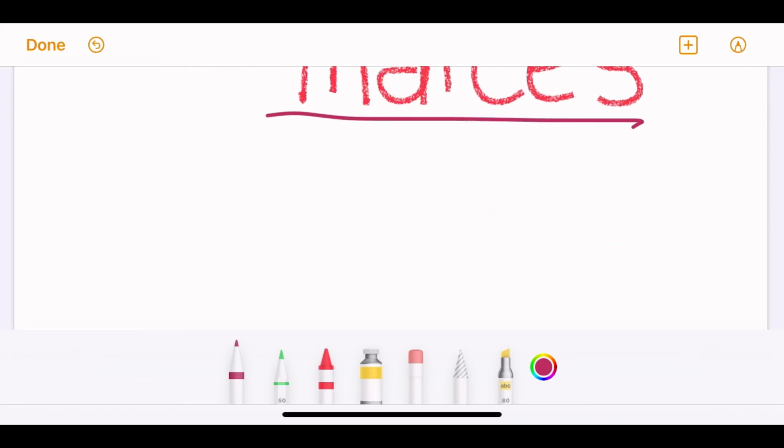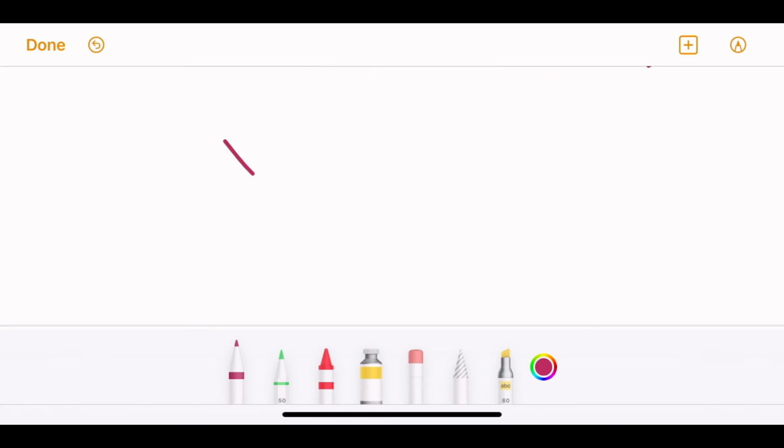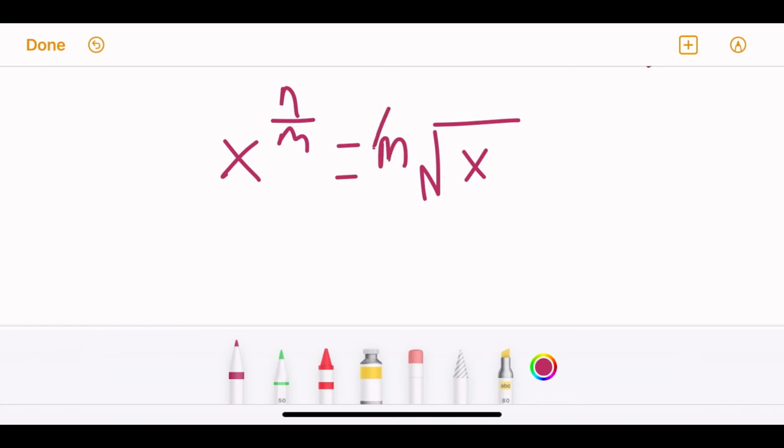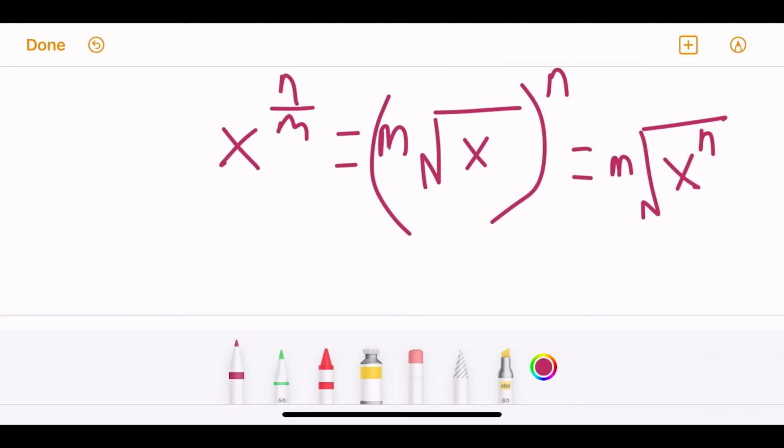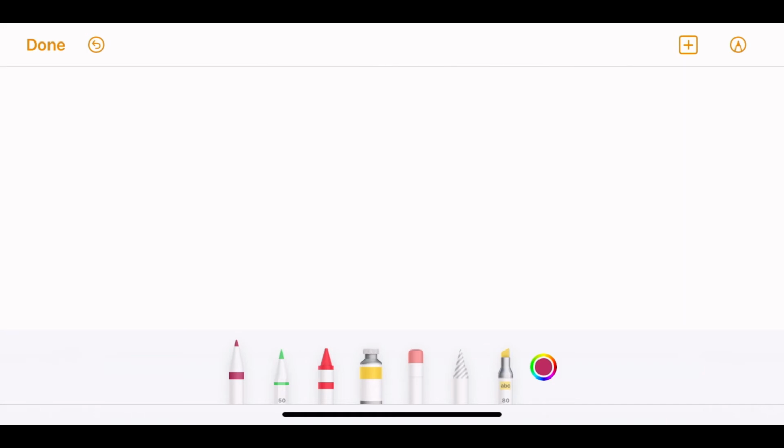Fractional indices are very easy once you know this rule here. x to the power of n over m equals the m-th root of x to the power of n, and that can also be simplified into just the power inside the root. Notice that this m should be the small one inside the root. Once you know this, combining it with the laws of indices that we knew from before, solving questions relating to fractional indices is really easy. So let's go on to look at a few examples.